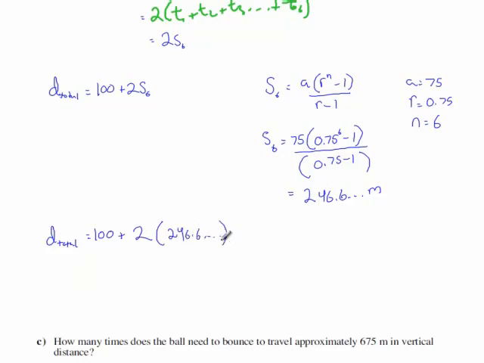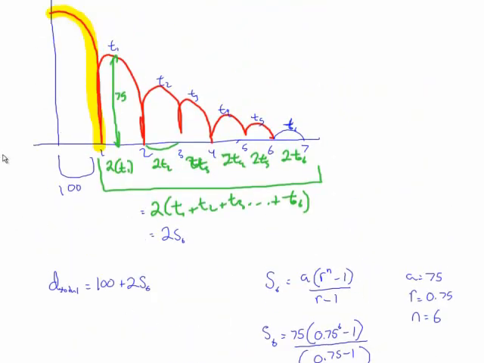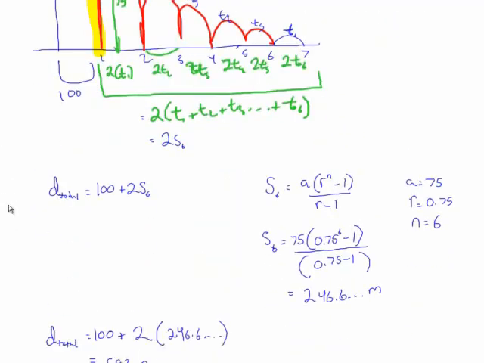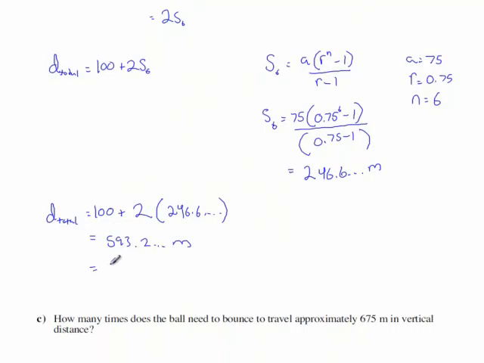Store the whole thing in your calculator because that's not your final answer. And you get an answer of 593.2 something something something meters. Should be rounded to the nearest tenth of a meter, so 593 meters is your total distance. That's when it just touches the ground for the 7th time.